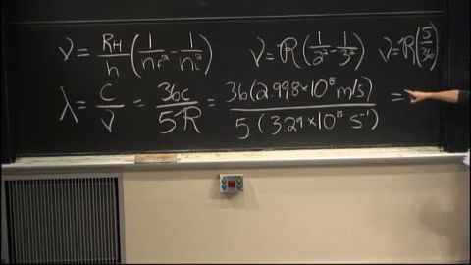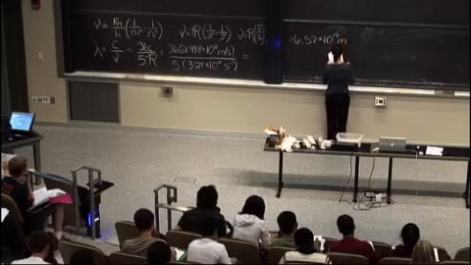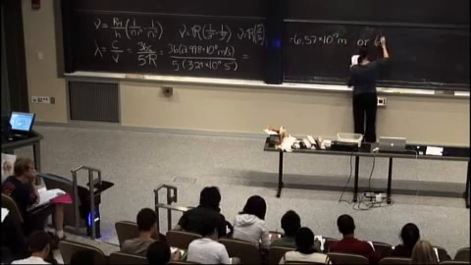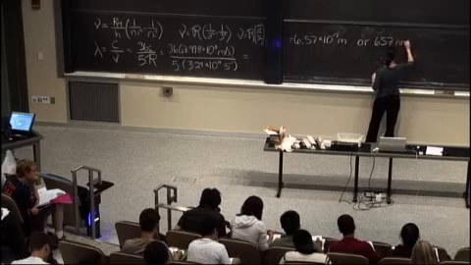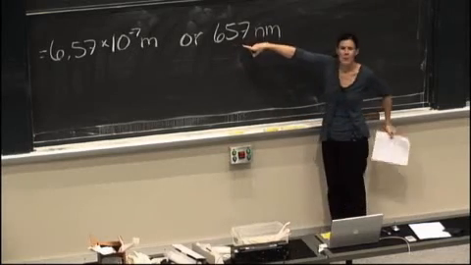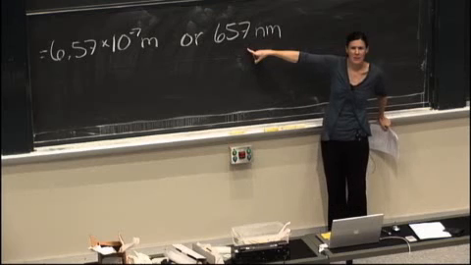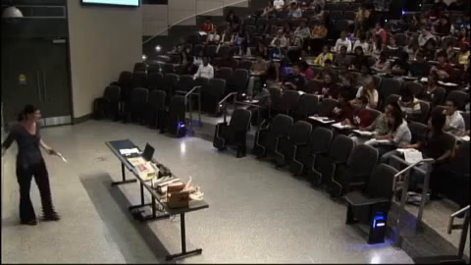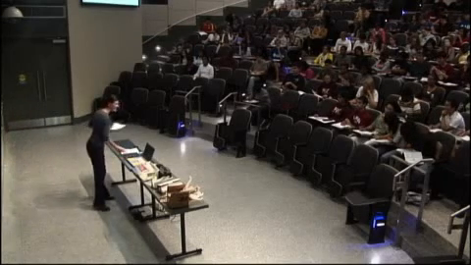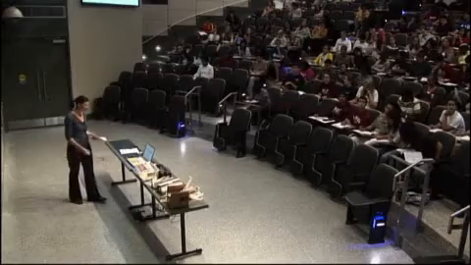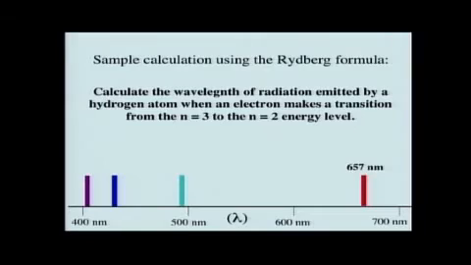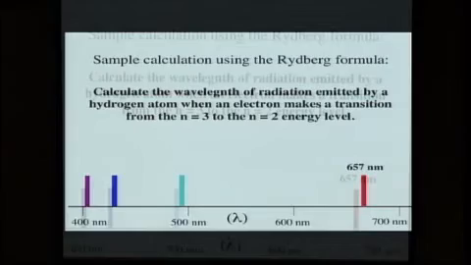What we end up getting when we do this calculation is a wavelength of light equal to 6.57 times 10 to the negative 7 meters. Or if we convert that to nanometers, we have 657 nanometers. Does anyone remember what range of light 657 nanometers falls in? What color? Yeah, it's in the red range. So that's promising. We did, in fact, see red in our spectrum. And it turns out that's exactly the wavelength that we see, 657 nanometers.